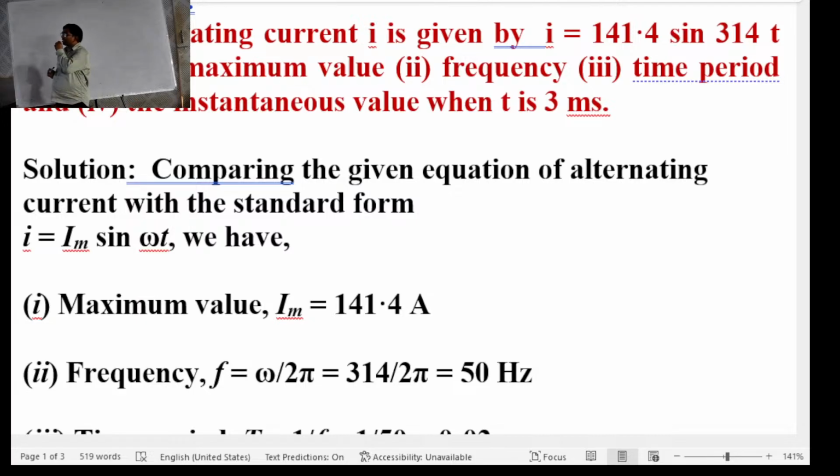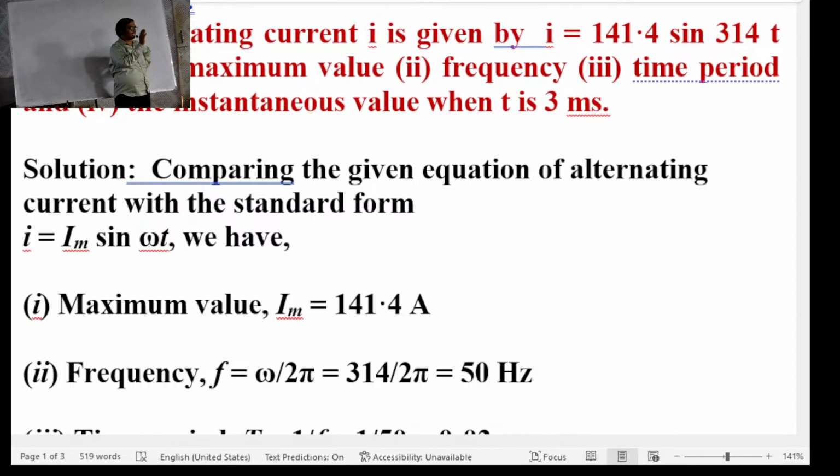An alternating current I is given by I is equal to 141.4 sin 314t. Find the maximum value, frequency, time period and instantaneous value when time is 3 milliseconds. So everything is available in the question only. Only one formula we require. What is that formula? I is equal to Im sin omega t. That's all.